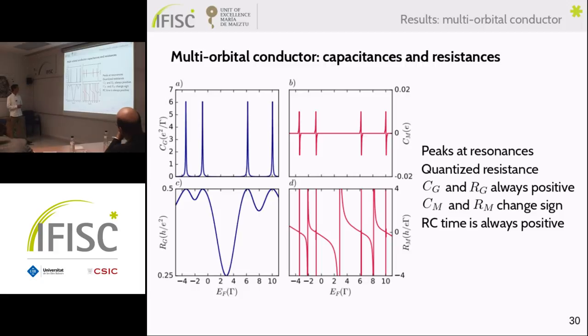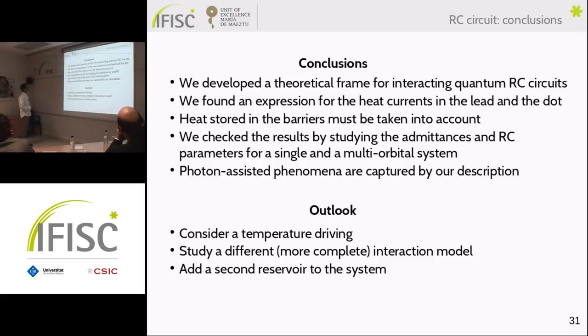What we find also is that while the electrical magnitudes are always positive, the thermoelectric responses are not always positive, which means that the energy response to a voltage bias can be either delayed or advanced with respect to the application of the bias. Still, the RC time defined by the product of these two quantities is always positive, both for the electrical case and the thermoelectric case. So in conclusion, we developed a theoretical framework for interacting quantum RC circuits.